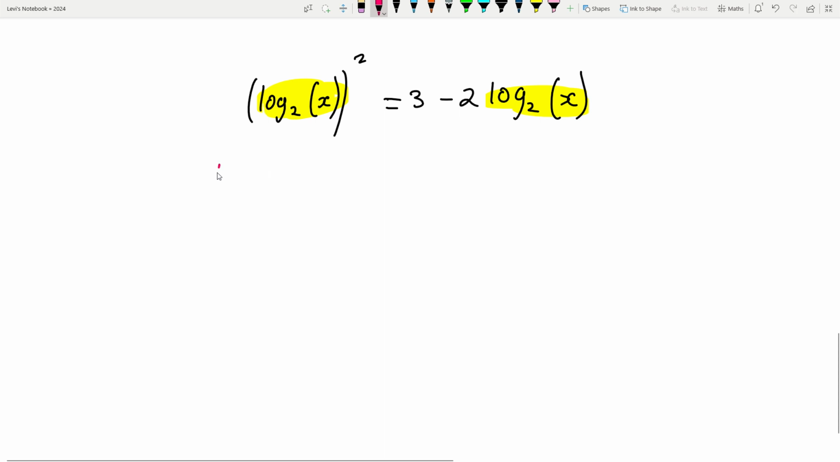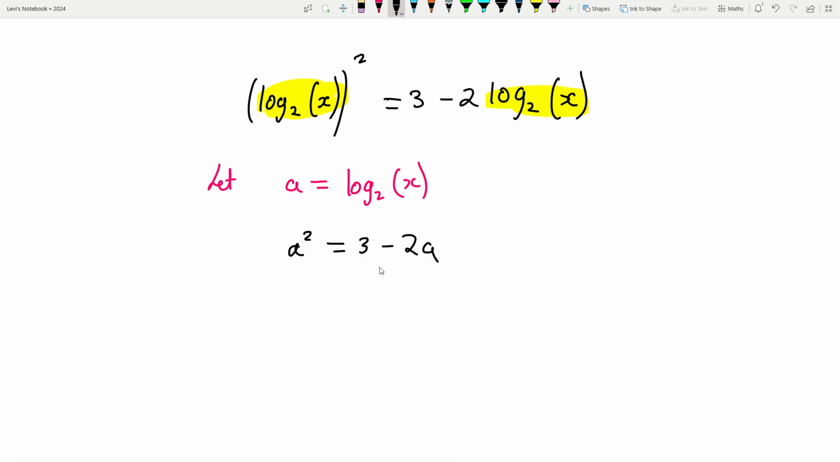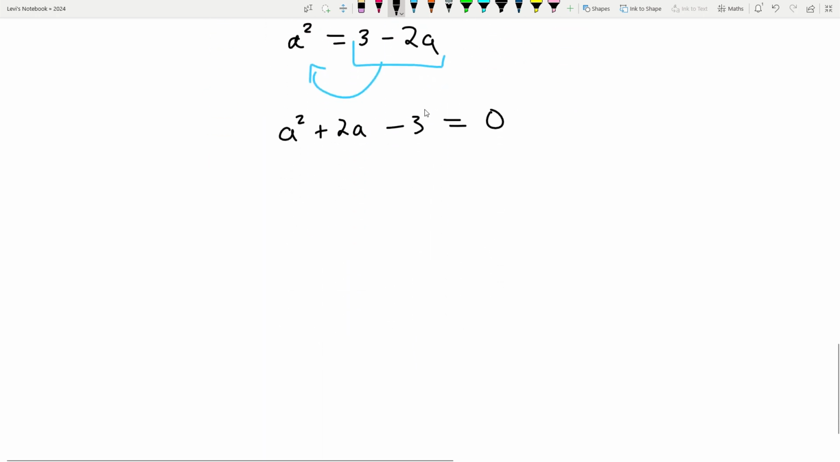So if we let a equal log 2 of x, if you substitute that in, you're going to get a squared equal 3 minus 2a. And behold, we have a quadratic. Move all this stuff to the left hand side. So you're going to get a squared plus 2a minus 3. Now it's just a case of, what two numbers times together give negative 3 but add to give positive 2? Well, I can think of positive 3 and negative 1. So we have a minus 1 and a plus 3.